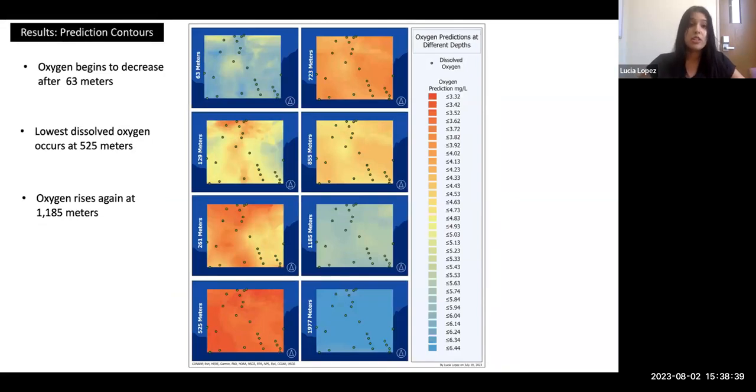So taking prediction 1, in the 3D output of the empirical Bayesian kriging, you're able to take different depths and export those predictions as contours at different depths. And so I made this map that shows the gradual change in oxygen concentration. At 63 meters, oxygen begins to decrease. It's at its lowest at 525 meters, and it rises again at 1,185.